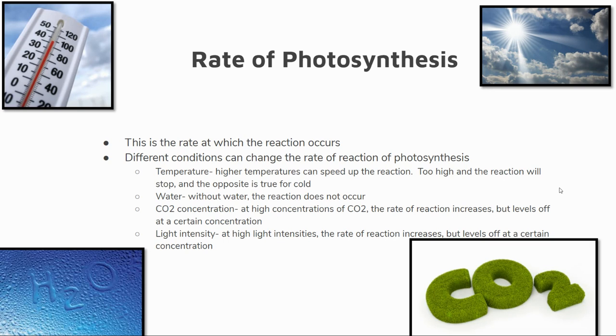Water. If there is a low amount of water, the reaction will not occur because the electrons cannot be replenished. Carbon dioxide concentration. At high concentrations of CO2, the rate of reaction increases but levels off at a certain concentration. And last but not least is light intensity. At high light intensities, the rate of reaction increases but levels off at a certain concentration.